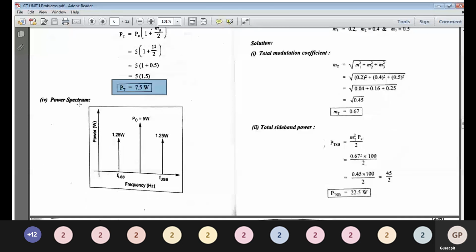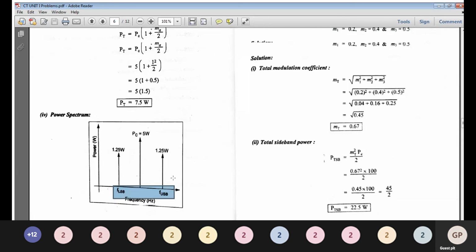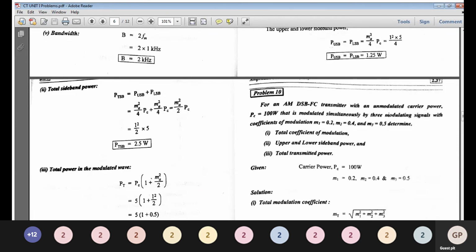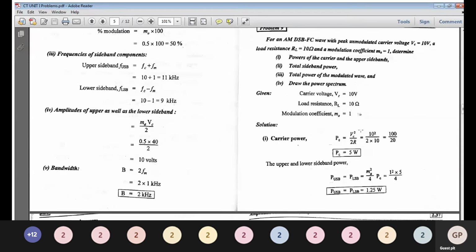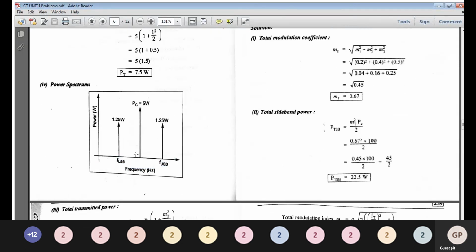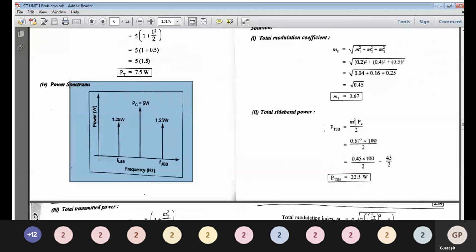Now we are drawing the power spectrum. It's like our previous problem. So three values on the x-axis. Here in this problem, the frequency terms are not provided. So simply we can write center frequency Fc, upper sideband frequency FUSB and lower sideband frequency FLSB. We can write the terms because the values are not provided. But the y-axis values are calculated and provided directly: PC, PLSB, PUSB. So simply the power spectrum diagram is drawn.